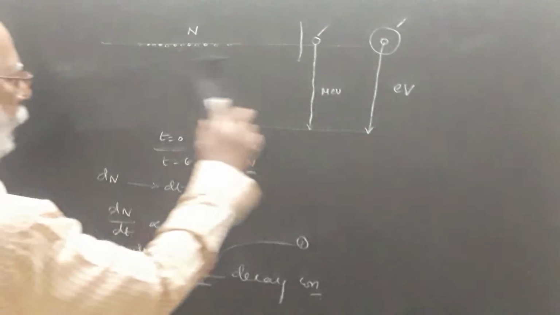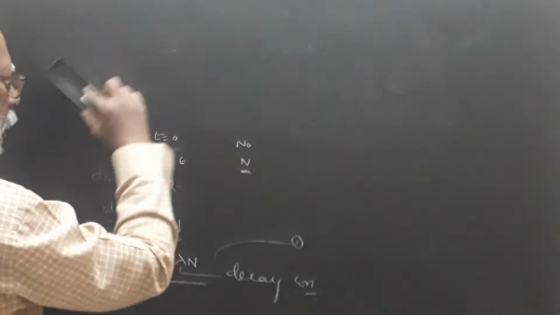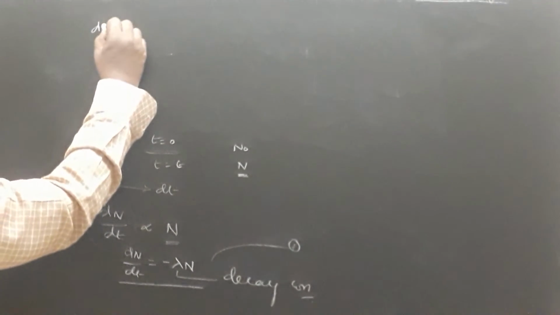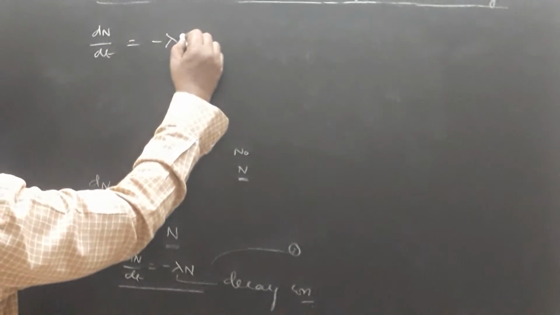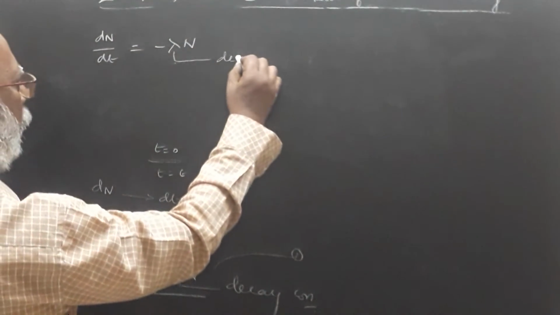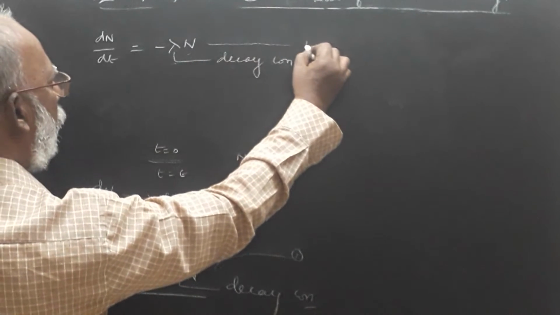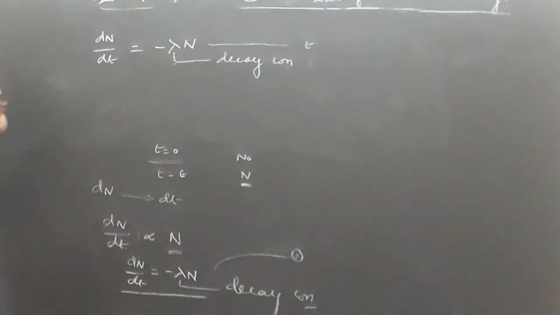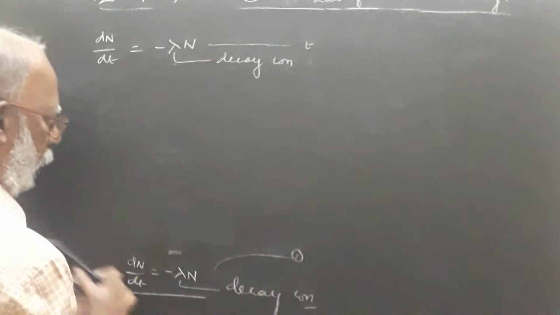Now we are obtaining the law of radioactivity. We derive an expression for the law of radioactivity. First derivation: dN by dt equals minus lambda into N. Lambda is called the decay constant, and N is the remaining number of nuclei at a time t, at that moment. These are the things we have to remember.